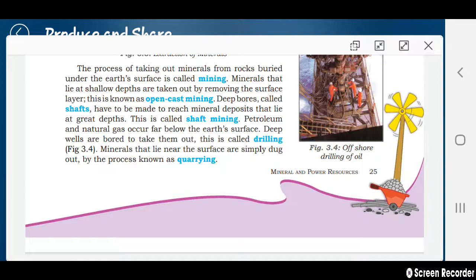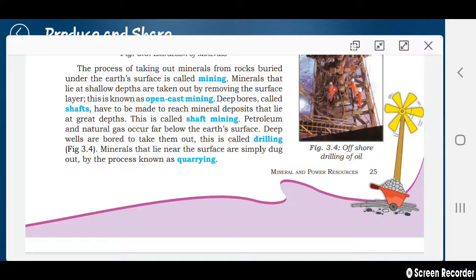Minerals that lie at shallow depths are taken out by removing the surface layer. This is known as open cast mining. Deep bores called shafts have to be made to reach mineral deposits that lie at great depths. This is called shaft mining.